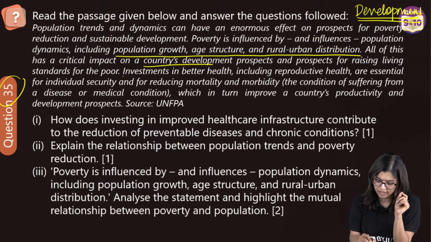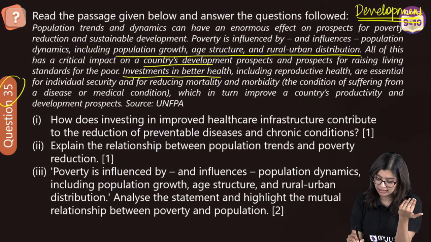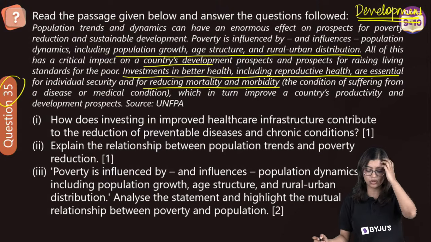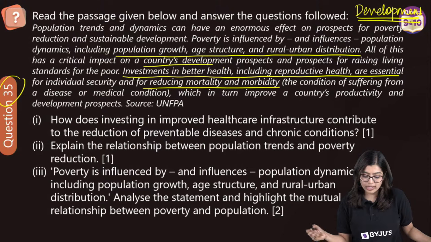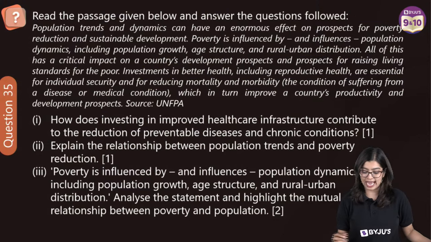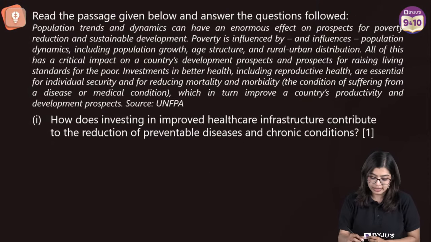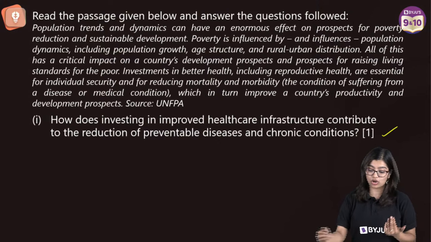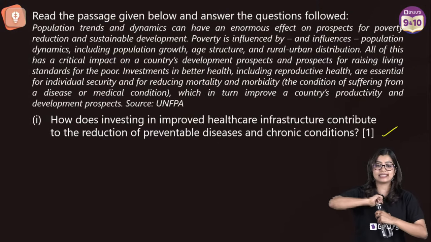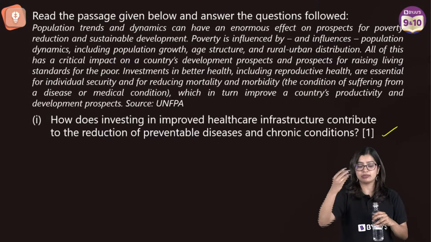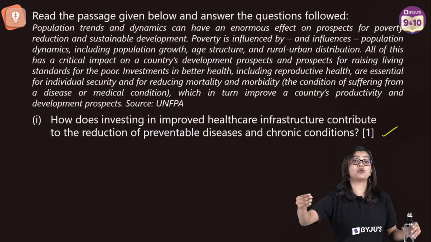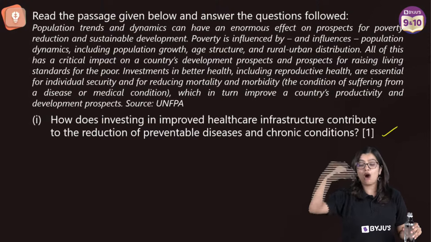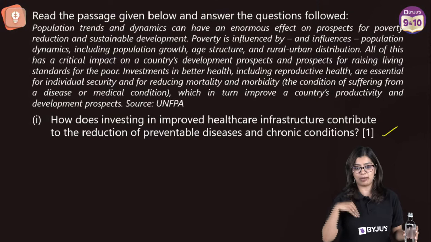So based on this, we're talking about how we need to make investment in better health, reproductive health, and for reducing mortality and morbidity, and so on and so forth. So in this case, what do we need to answer? How does investing in improved healthcare infrastructure contribute towards reducing chronic conditions? So what are they saying? They're asking us, if we need to take steps towards a country's development, how is healthcare infrastructure playing a role?